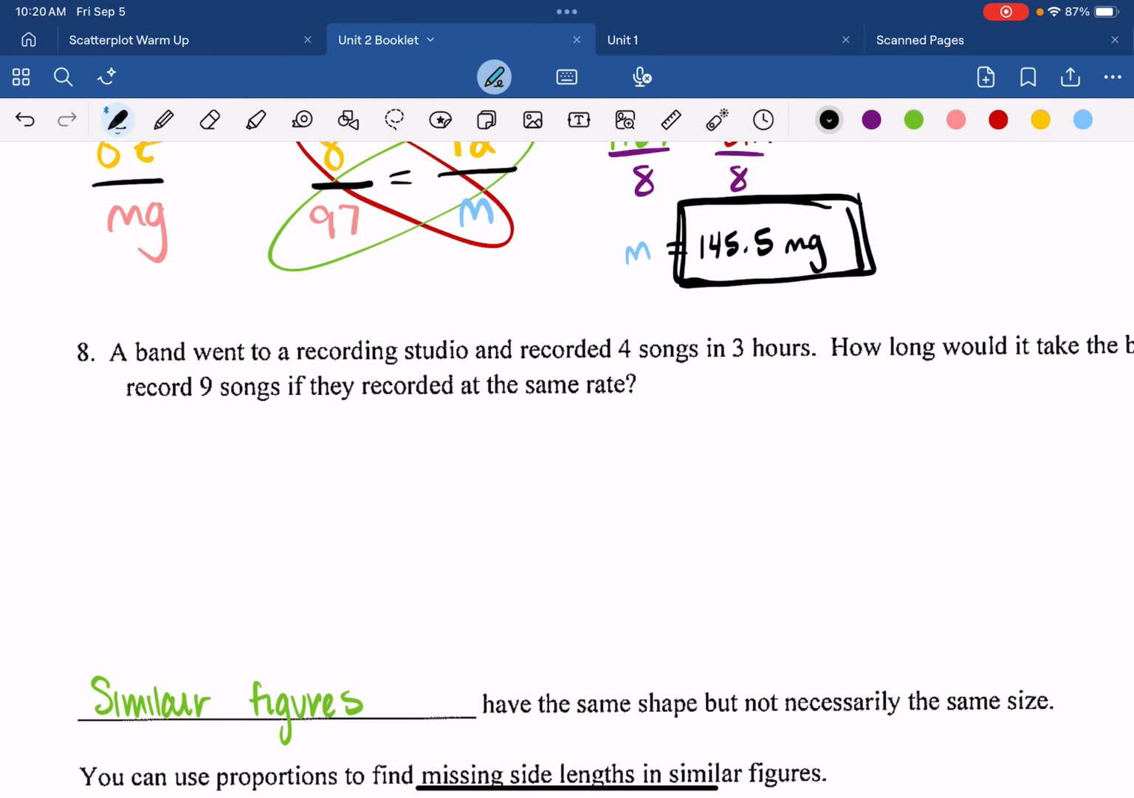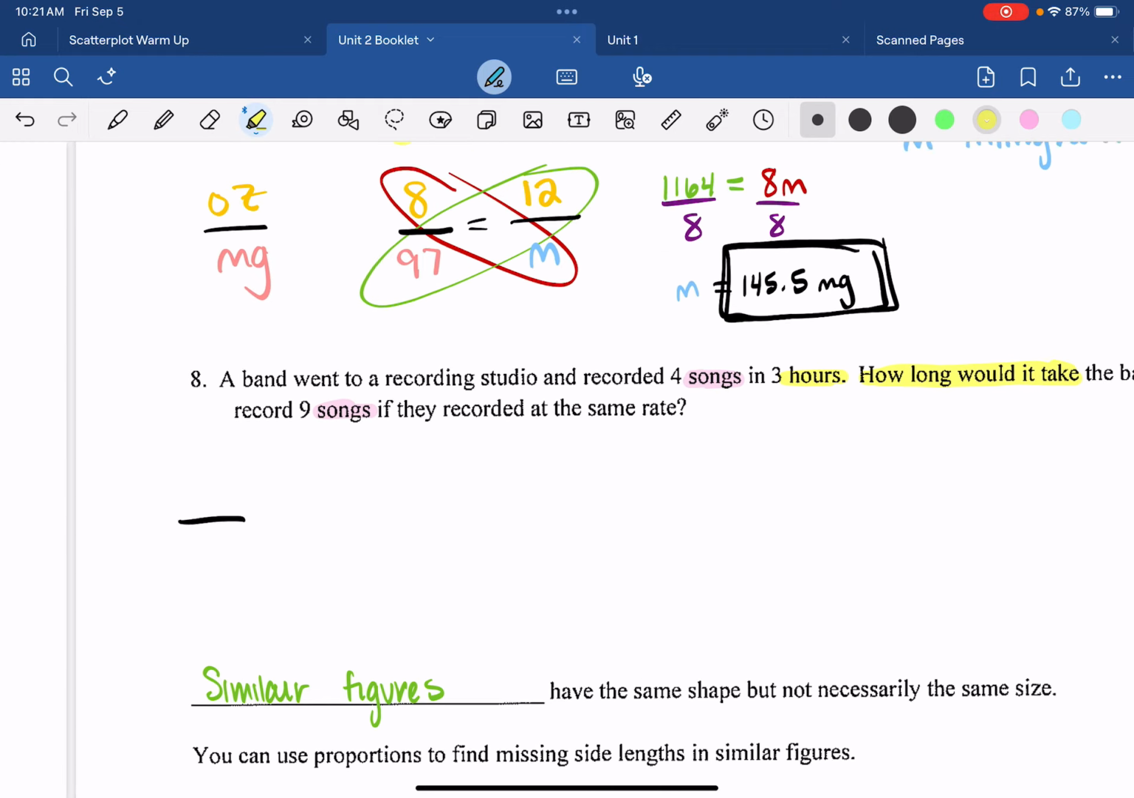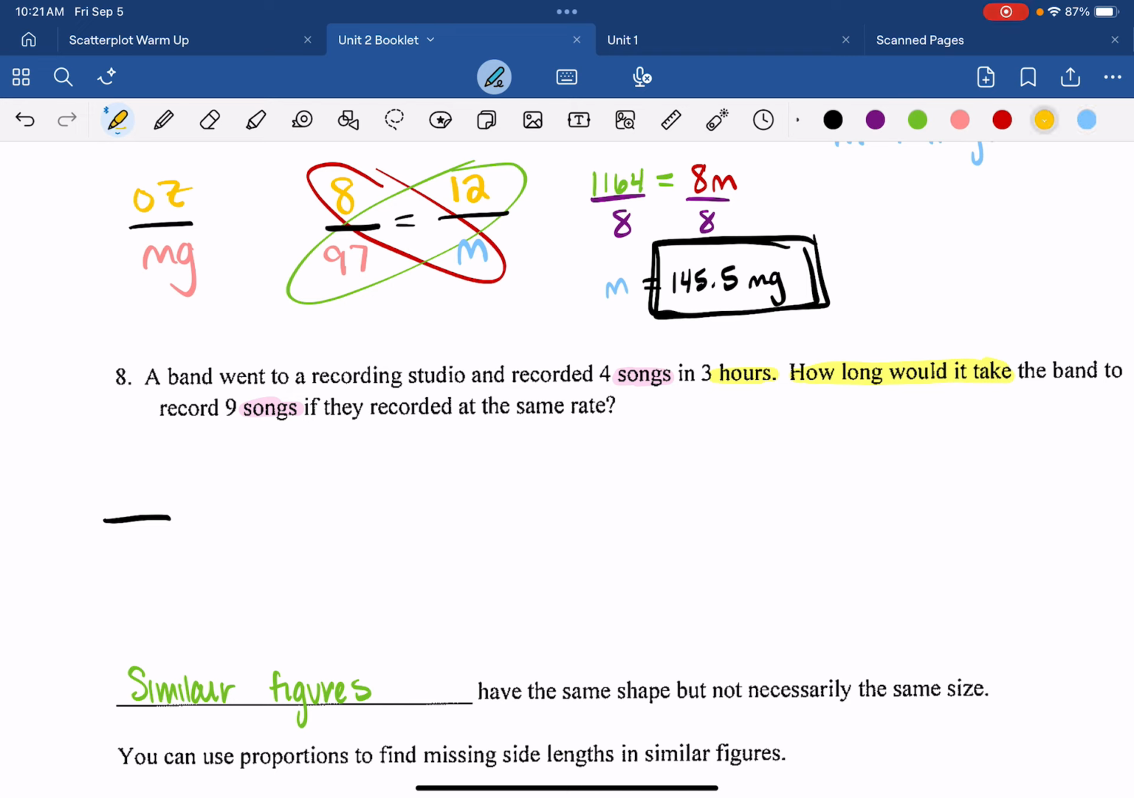Okay, let's start with our units ratio. So what units do I see in here? Well, I see songs and I see hours. I don't necessarily see hours anywhere else, but I see how long will it take, right? That's talking about time. So we'll do it in reverse. Let's put time up top, and we'll put songs in the bottom, just so we see a slightly different fraction.